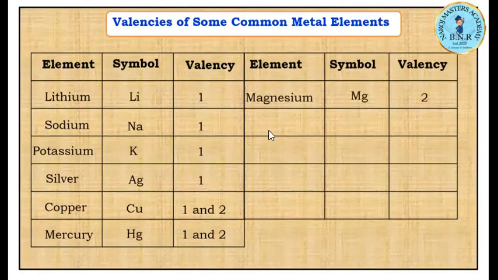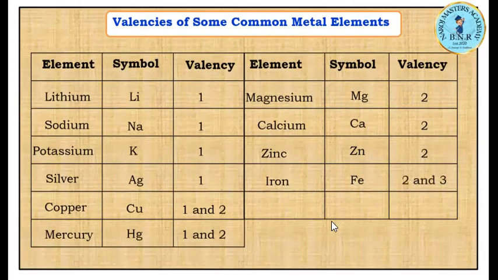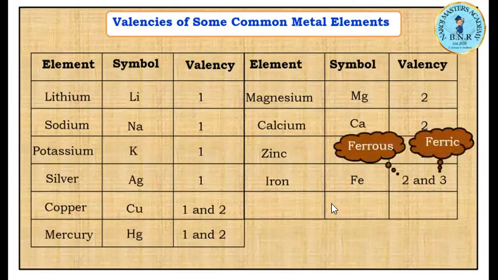Next is calcium, Ca, its valency also 2 because these elements belong to the second group. Next zinc, Zn, its valency is 2. And then next iron, Fe, is it right? What is the name of iron in Latin? Ferrum, is it right? And then valency is 2 comma 3. Next are ferrous and ferric. The 2 comma 3 means ferrous is for 2 and ferric is for 3.